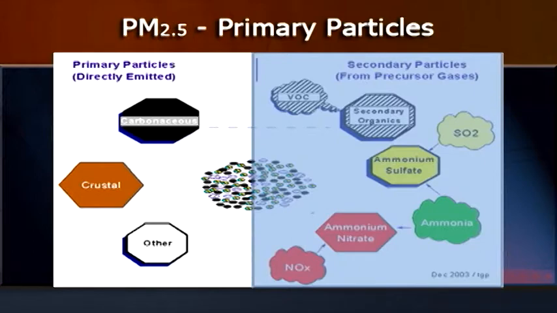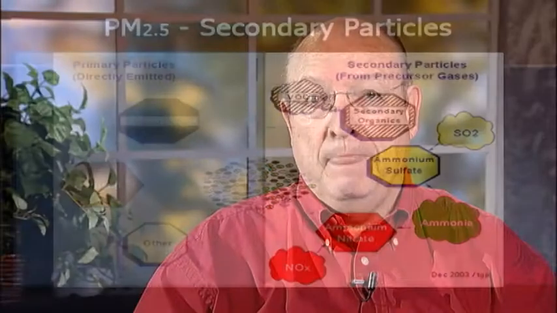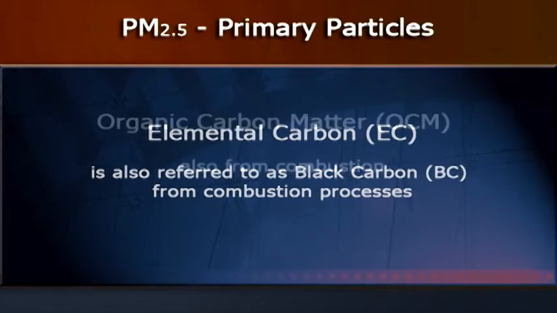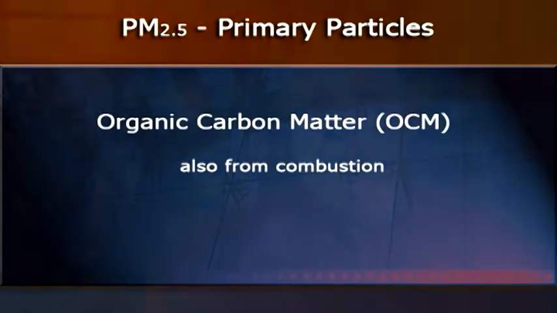The primary particles are on the left side of this slide, represented by the black, brown, and white symbols. The secondary particles are on the right side of the slide, shown in gray, yellow, and red symbols. Their precursor gases are also shown. Let's look more closely at primary particles. They include crustal matter, elemental carbon, abbreviated EC, organic carbon matter, abbreviated OCM, and other particle types that also play a minor role. Primary particles are from both incomplete combustion and from the Earth's crust.